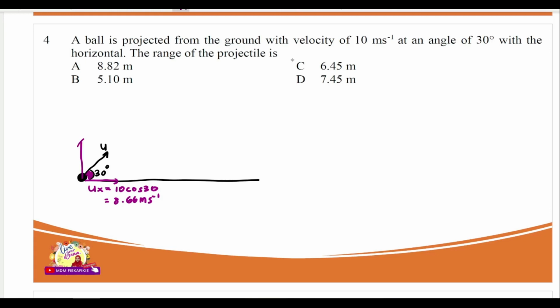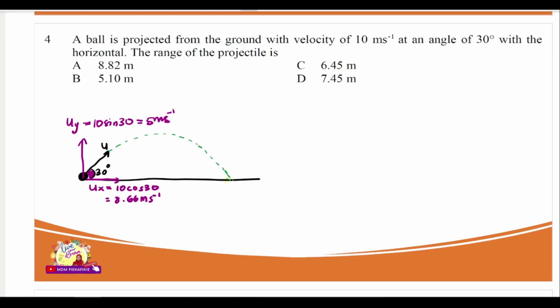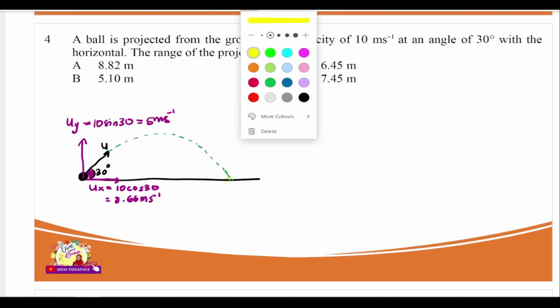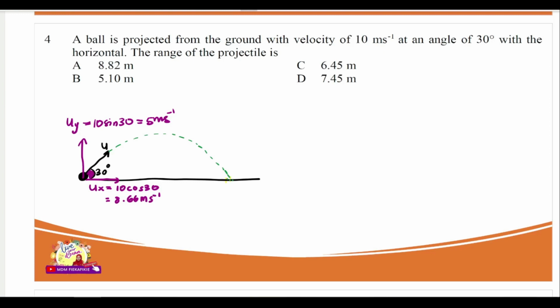And then we're going to have UY, which is equal to 10 sine 30 degree, and it is equal to 5 meter per second. And then this is the path of the ball. Then it will fall down to here. Draw it nicely. So the question asks us to find the range, which is the horizontal displacement. From where it starts until where it ends, which is here, what I highlighted in yellow, and this is SX.